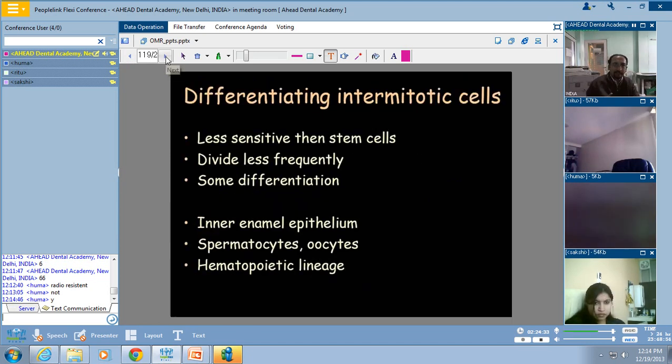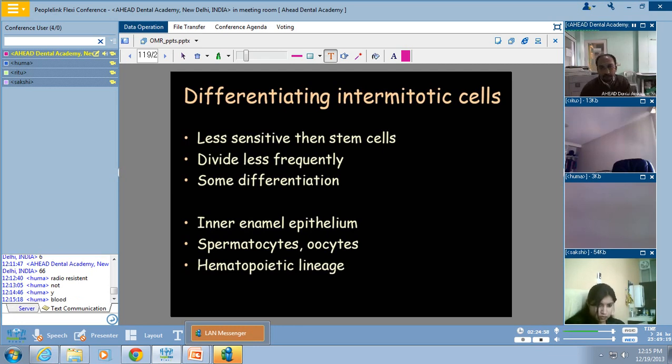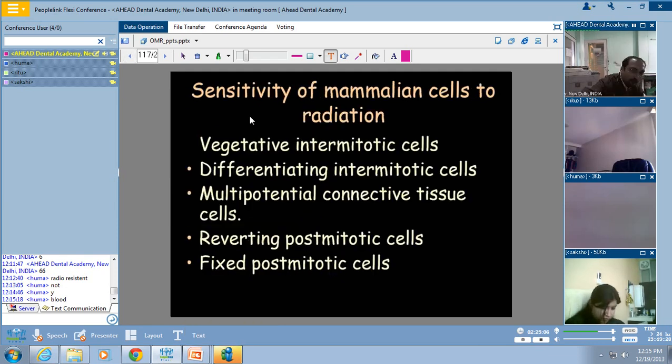They are less sensitive than stem cells. Why? Because they divide less frequently and they have some differentiation. Examples are inner enamel epithelium, spermatocytes, oocytes, and the hematopoietic lineage. What do you mean by hematopoietic lineage? All the cells in the intermediate part of the hematopoietic series are called hematopoietic cells. Even the lymphopoietic will come in this. So, vegetative intermitotic are the most radiosensitive, followed by differentiating and gradually multipotential connective tissue cells.